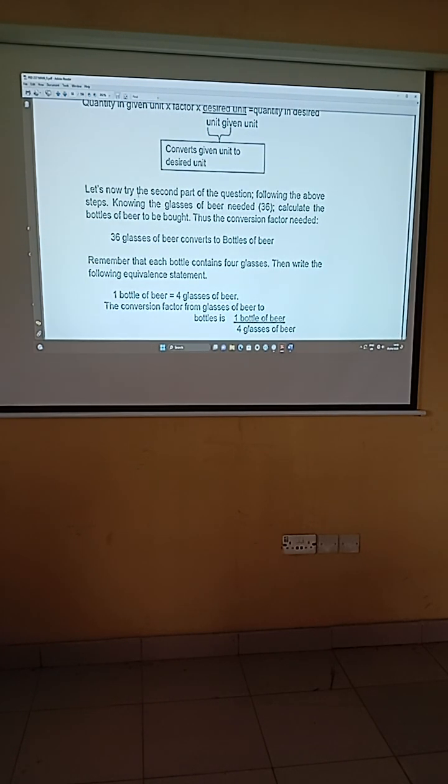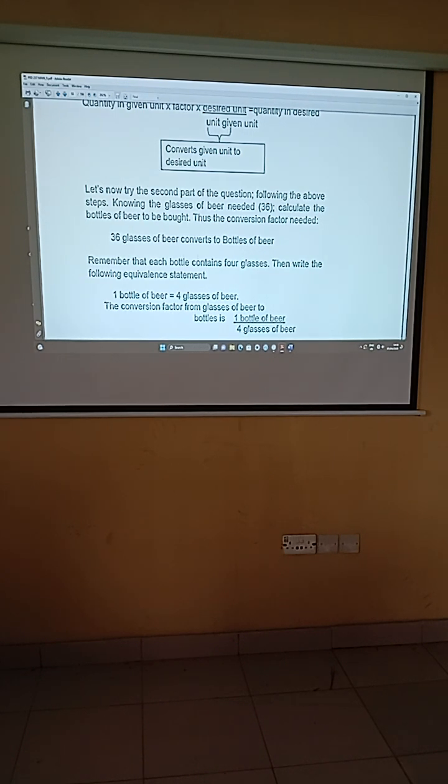So let us now try the second part of the question, following the above steps, knowing the glasses of beer needed. We have to get for 12 persons. 12 persons take 3 glasses each, which is 12 times 3. We know the number of glasses needed, which is 36. So 12 times 3 is 36. Alright? Then calculate the bottles of beer to be bought.